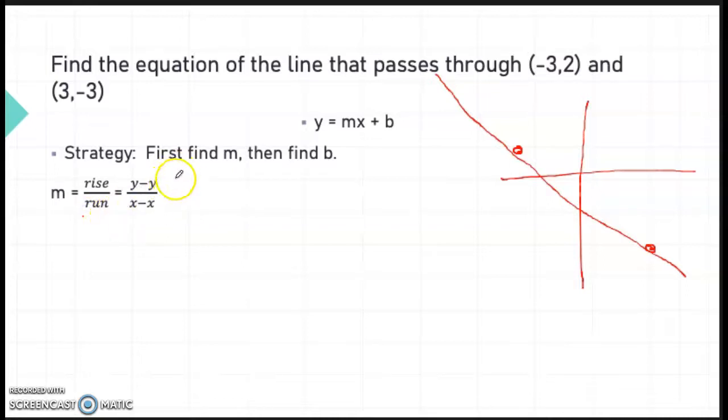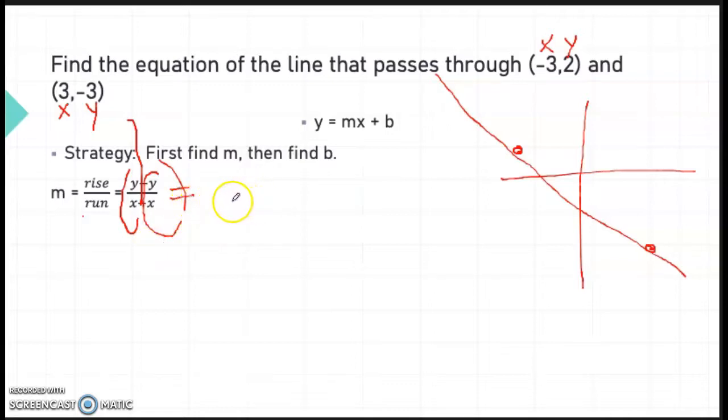But now you know that you can look at these points. This is X, and this is Y, and this is X, and this is Y. And you can use this slope equation to find your slope. You have to put the same coordinate point first and the same coordinate point second. It doesn't matter which one comes first and which one comes second as long as you're consistent.